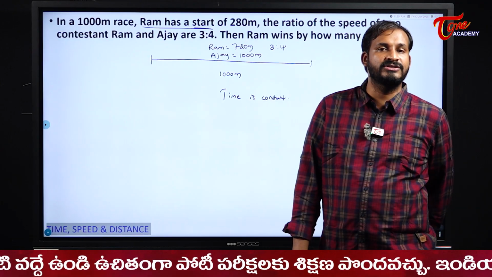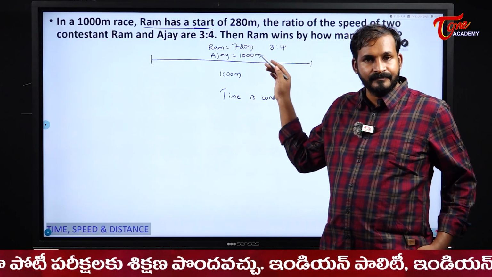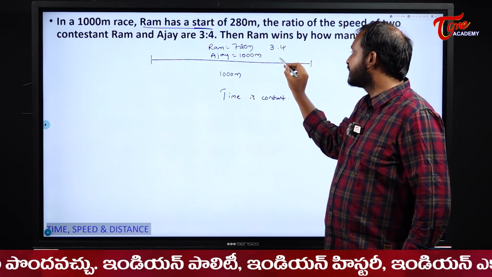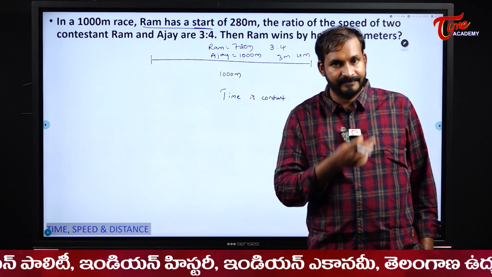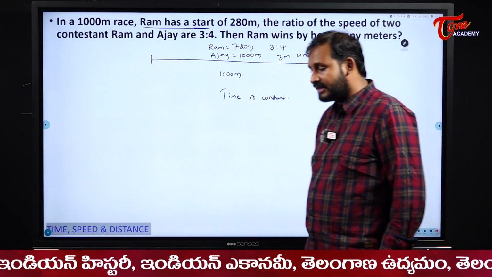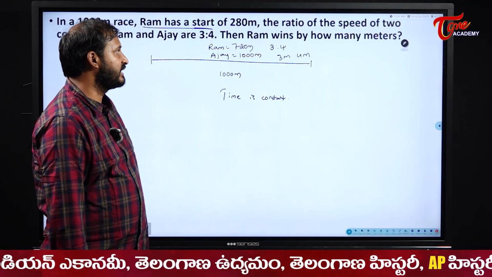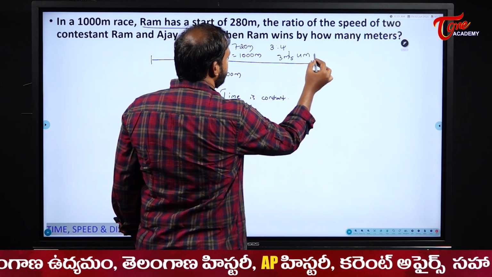If speeds are in the ratio of 3:4, students, please tell me what I can do here. I will intentionally take their speeds as 3 meters and 4 meters for easier calculation. I will take their speeds as 3 meters per second and 4 meters per second.